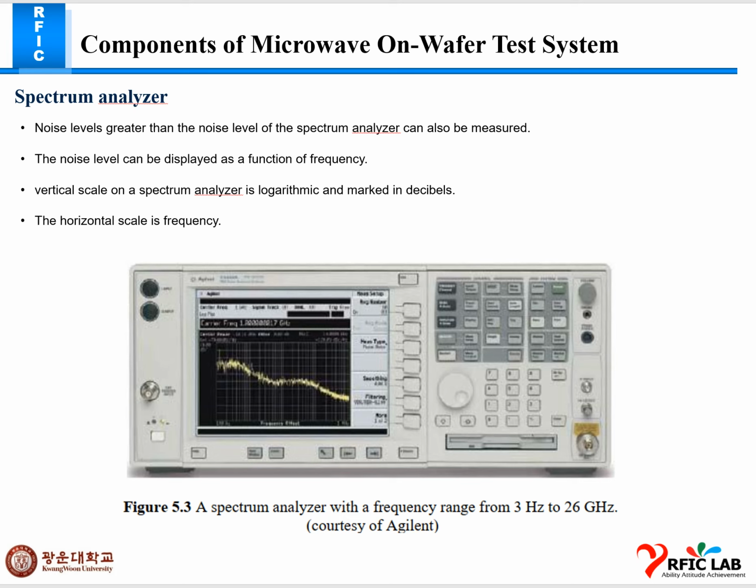This figure is a spectrum analyzer. It has a frequency range of 3 gigahertz to 26 gigahertz, and in a spectrum analyzer, any noise level greater than the noise level of the spectrum analyzer can also be measured. Noise level can be displayed as a function of frequency. The vertical scale of the spectrum analyzer is logarithmic and marked in decibels. The horizontal scale is frequency.